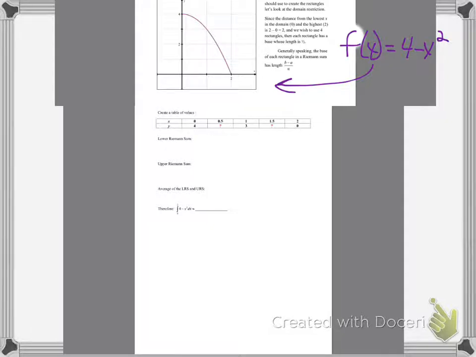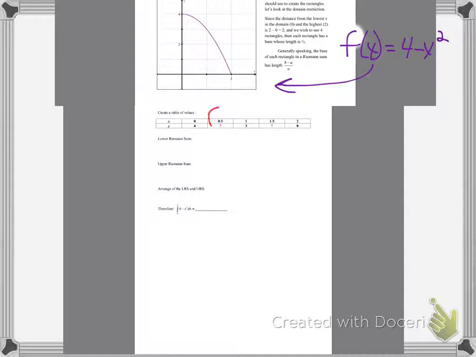So let's fill them in. This value right here should be, well, let me do it above. So let me undo that. Let's see how we can do this. Let's make this a little bit bigger. And can I, yeah, I think I can. Okay, so this value should be 3.75.